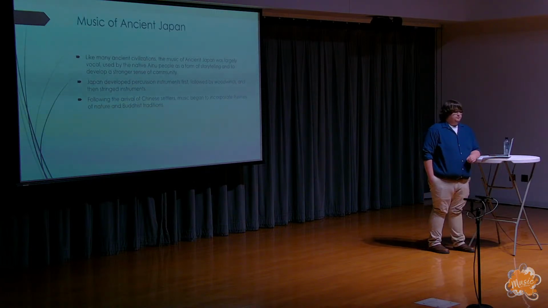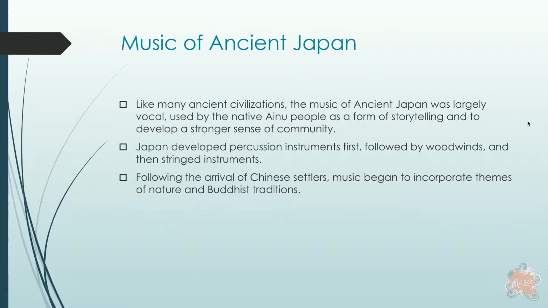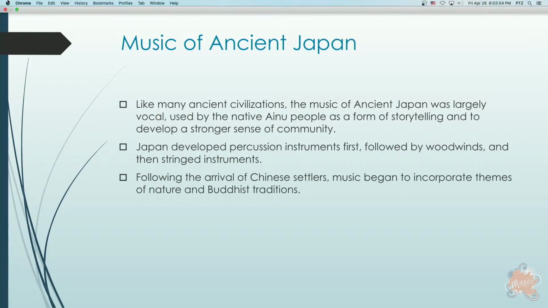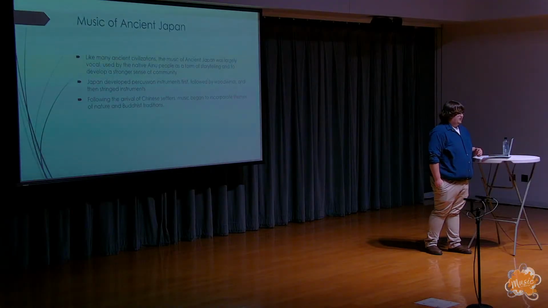The music of ancient Japan is fairly simple, generally, as most music of this time period was around the world. Music was used largely as a way to bolster a sense of community and to tell stories, nothing extremely complex necessarily, but like a lot of other early civilizations, they developed percussion instruments first because it's easy to make a beat with whatever you've got and then put something to that. Followed afterwards by woodwinds and then simple stringed instruments. Woodwinds likely because of the overwhelming presence of bamboo. Flutes were very easy to produce with the tools that they had.